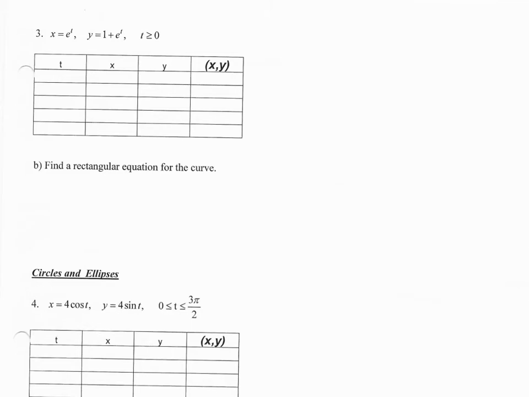Okay, number 3 involves e to the t, which means we're going to have to use ln, natural logs. So I want to wait to do number 3 with you in class, okay? So now let's skip to numbers 4 and 5.